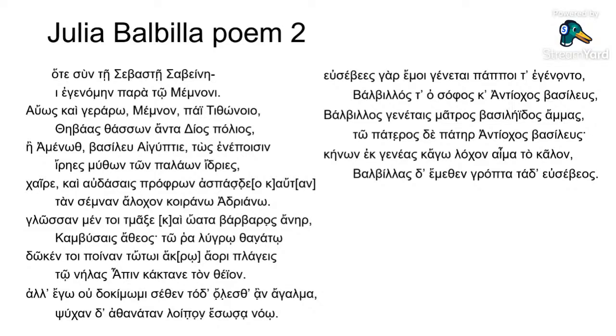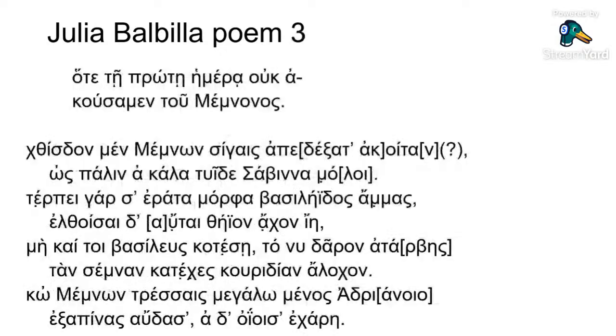The second poem, she's very slightly longer. She describes how she went to the stone with Sabina, the wife of Hadrian, and she talks about the mythological origins of Memnon and the story of Memnon. She talks a little bit about her own ancestry. So there's the sort of mythological and then genealogical information in this poem.